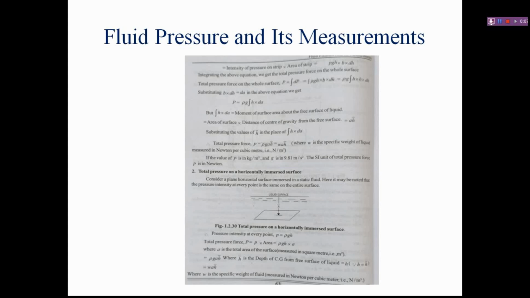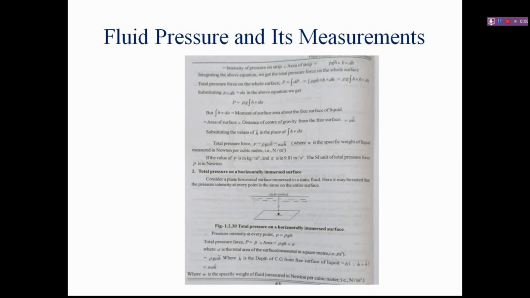You have learned it in your college, or plus 1 or plus 2, or in high school, about this moment of force. Here the moment of surface area about the free surface of the liquid is equal to integral H into dA. That is equal to area of surface into distance of center of gravity from the free surface. When we want to find the moment of surface area, we have to multiply the area by the distance from which the force acts. We know that the area of the surface is small a, and the distance of the center of gravity from the free surface is h bar. So A into h bar.